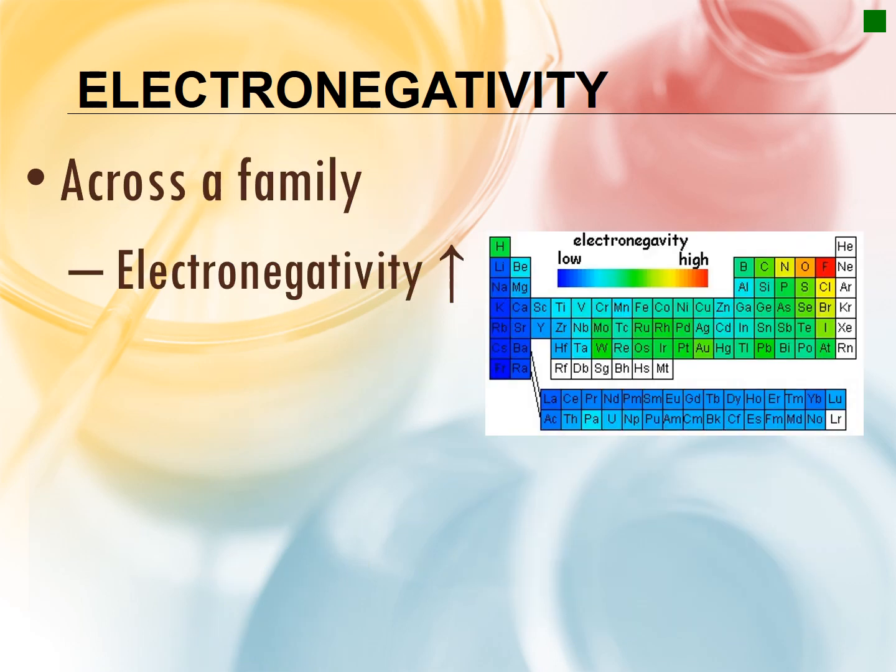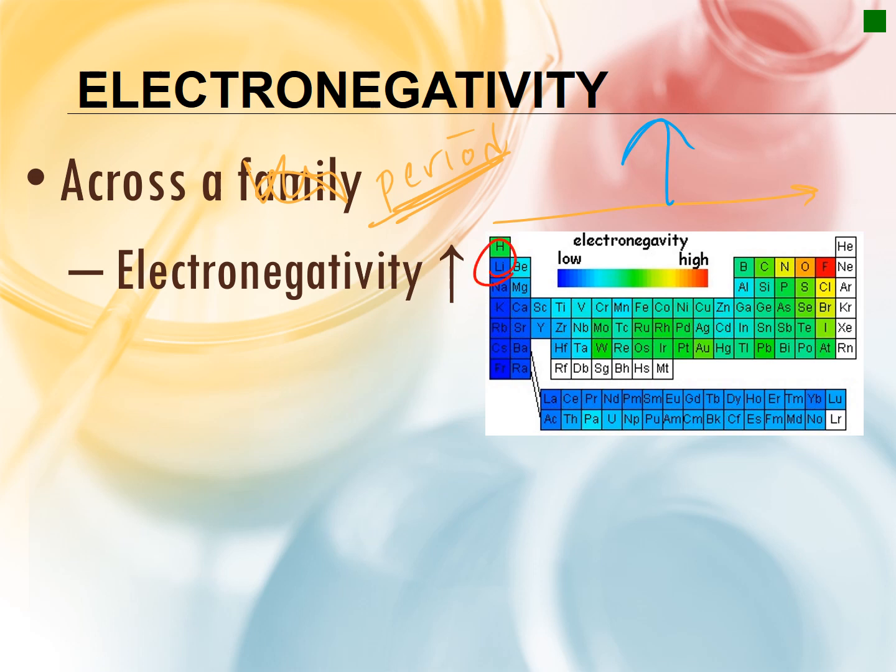As you go across a, this should not be a family, this should be a period. Okay, cross that off and write period. As you go across a period, what happens is your electronegativity increases. And this actually makes sense. If electronegativity is how likely, or the tendency, for an atom to gain an electron, which one is going to want to gain an electron more?